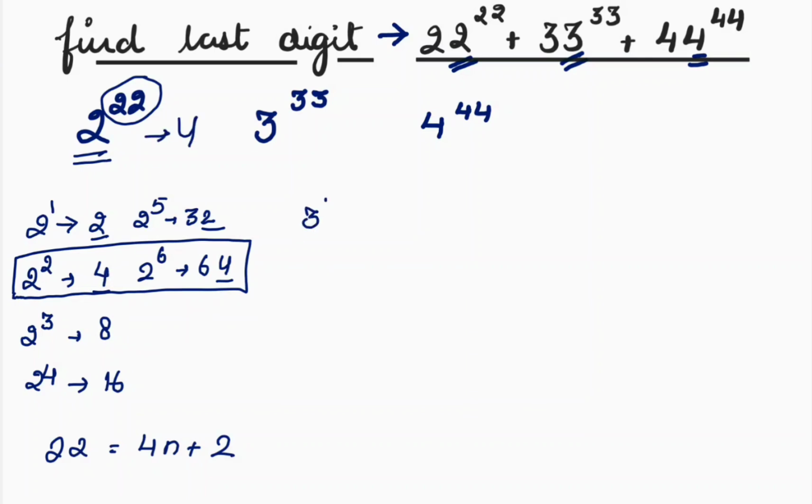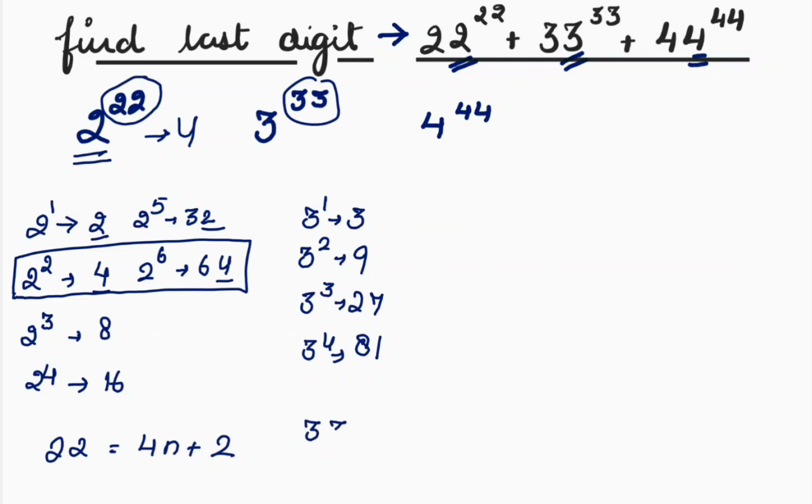Similarly, for the power of 3, 3 raised to the power 1 is 3, 3 squared is 9, 3 cubed is 27, 3 raised to the power 4 is 81. Again the cycle will repeat in groups of 4. Now the power 33 is in the form of 4n plus 1. So we will have this group, that means 3 will be our last digit.